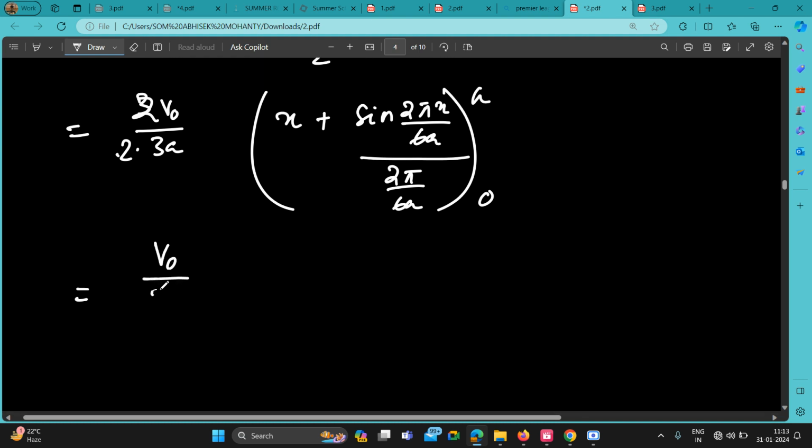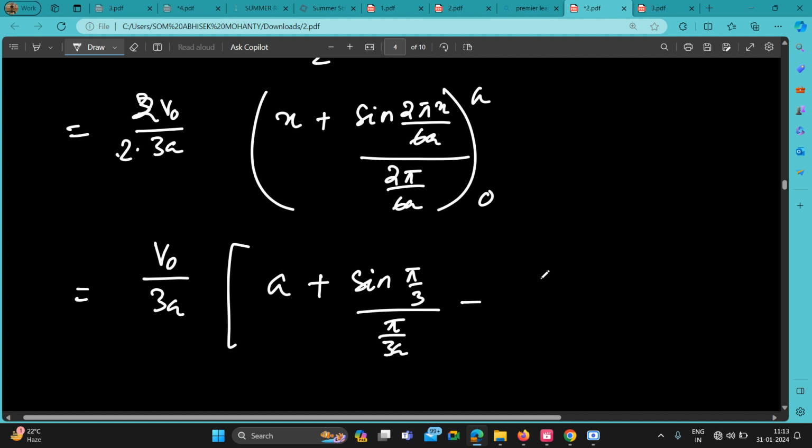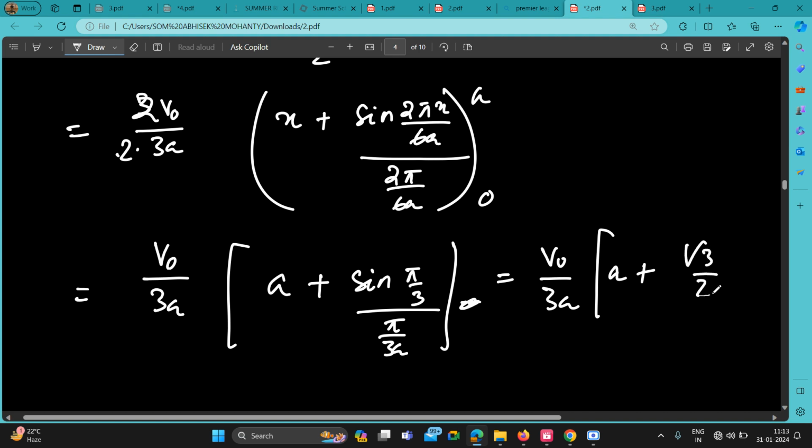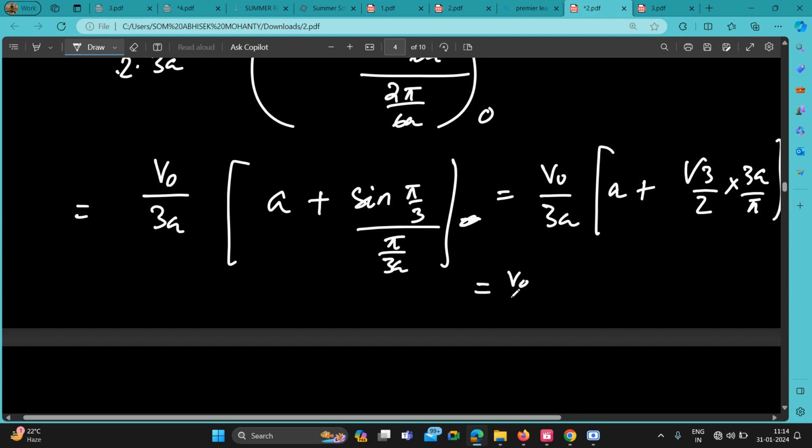So V naught by 3a plus sine pi by 3 by pi by 3a minus 0. Yeah. So that can be V naught by 3a plus, and sine pi by 3 is root 3 by 2, this is 3a by pi. So V naught by 3, 1 plus 3 root 3 by 2 pi. That will be the answer. Got it? Yeah.